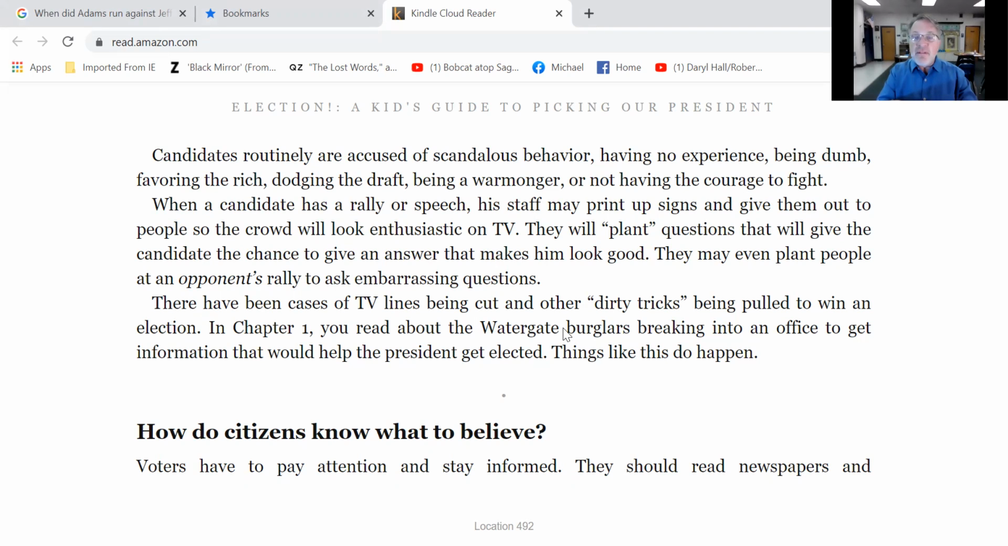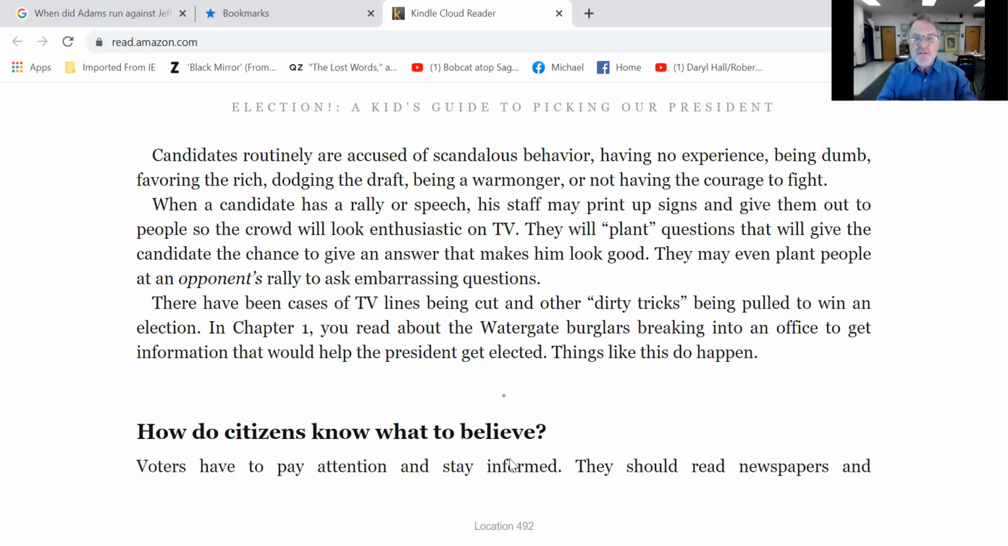In chapter 1, you read about the Watergate burglars breaking into an office to get information that would help the president get elected. Things like that do happen. And Nixon did this in 1972. And then this scheme was uncovered, and it led to Nixon almost being impeached, but he resigned before that happened because he got caught doing rather bad things and then lying about it and covering it up.